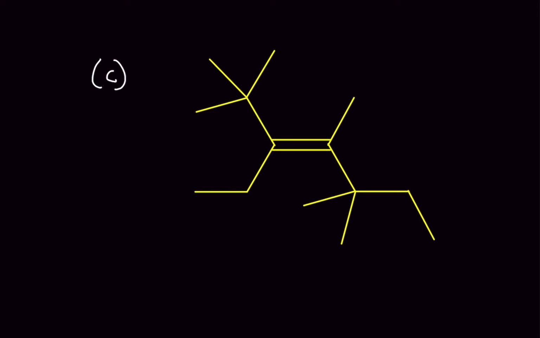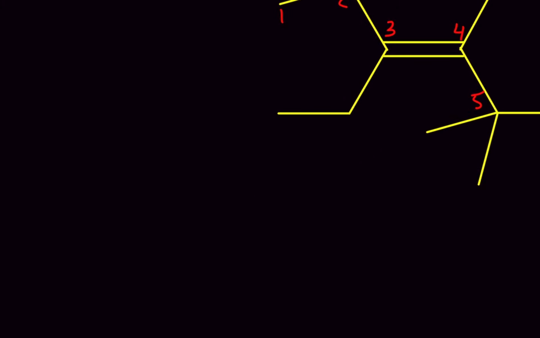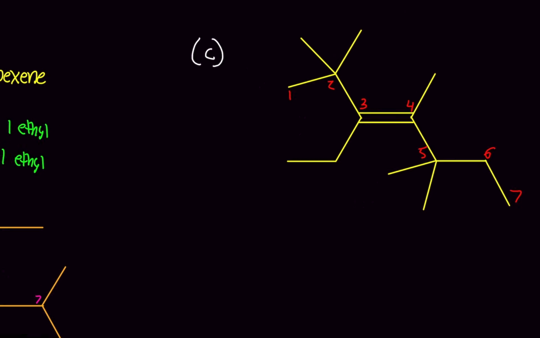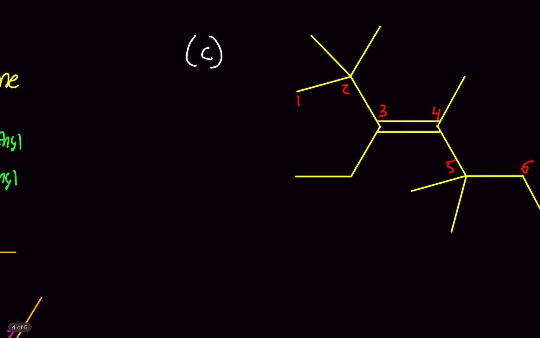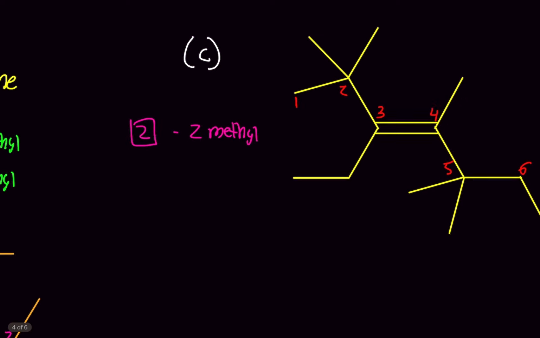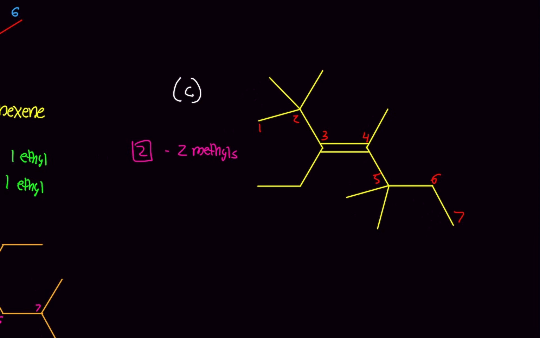So this one is going to be 1, 2, 3, 4, 5, 6, 7. All right. What do we have here? Let me write it here. We have 2 methyls on carbon 2. So carbon 2, 2 methyls. We have 2 methyls on carbon 5.